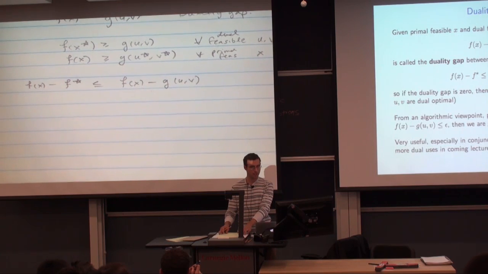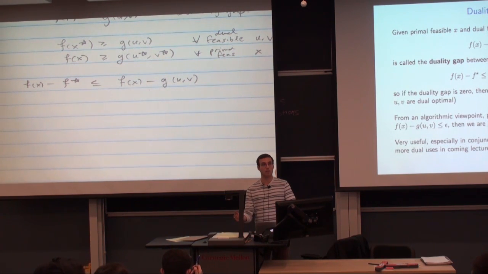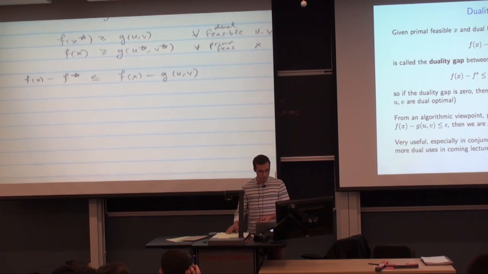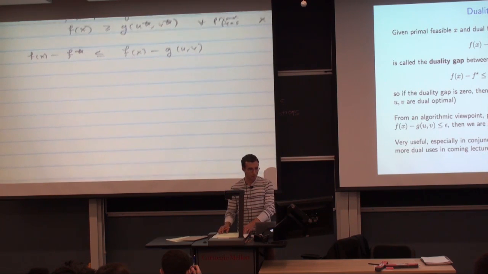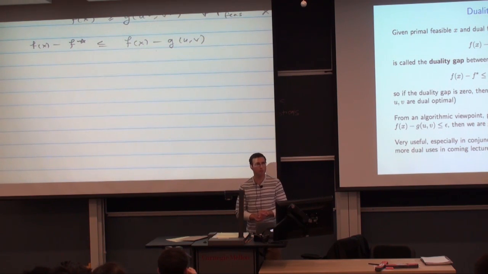Okay, so if I take f and I subtract off the optimal value, it's going to be smaller than or equal to the duality gap at x and uv. So this is important for a bunch of reasons. One of the reasons that it's important from an algorithmic point of view, right?